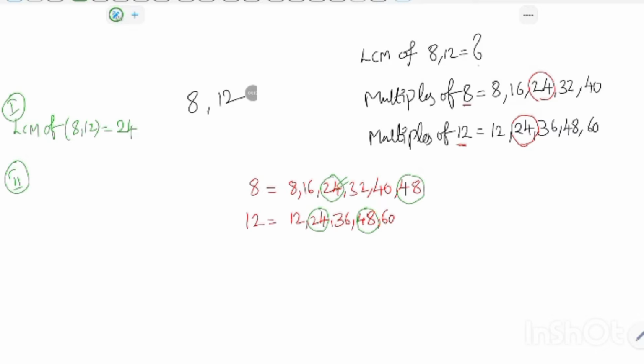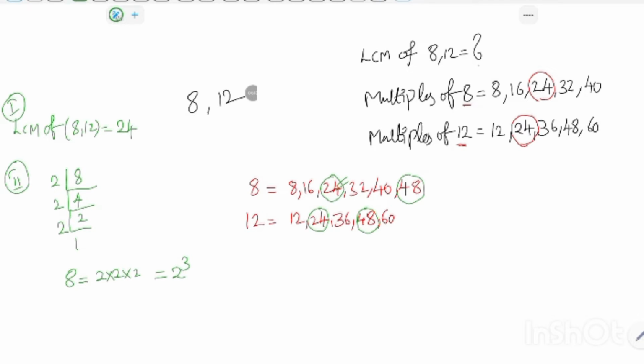We'll write the prime factors for 8 and 12. Let me write the prime factors for 8. You need to start with the least prime number, 2. So 2 fours are 8, 2 twos are 4, and 2 ones are 2. Now 8 can be written as 2 into 2 into 2 into 1. You can write the 1 or leave it out, no problem. So you have 2 cube for 8.